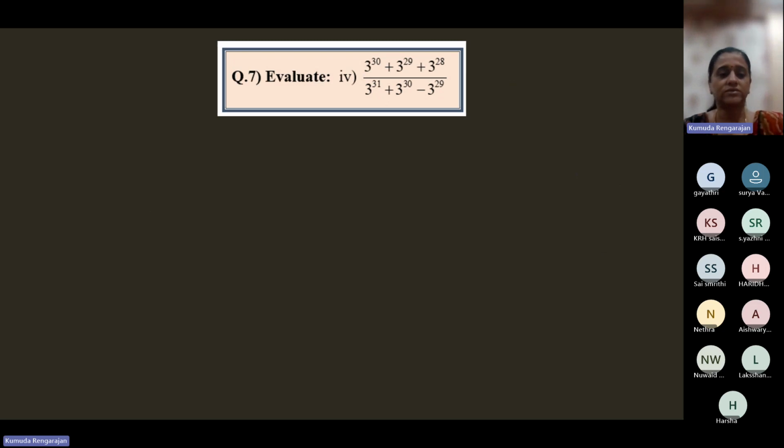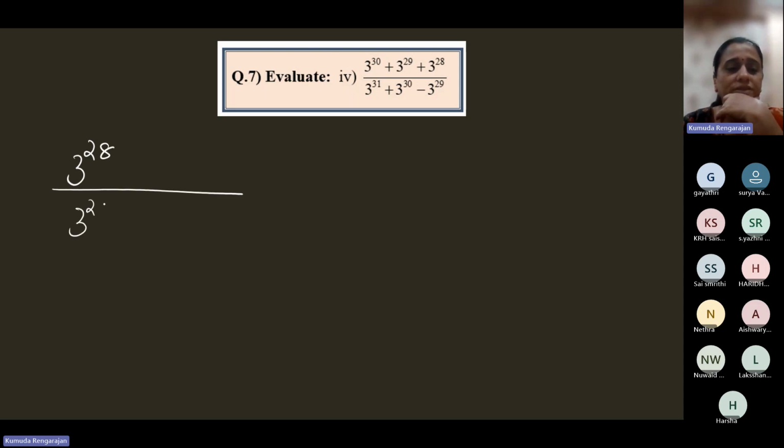Let's try one more like this. So look at the powers, and which is the smallest of all the powers? 28. 3 to the power 28. So we'll take out 3 to the power 28 common in the numerator and the denominator.